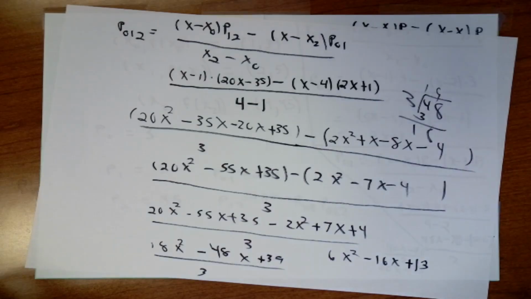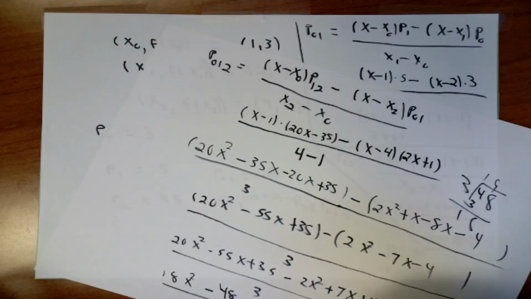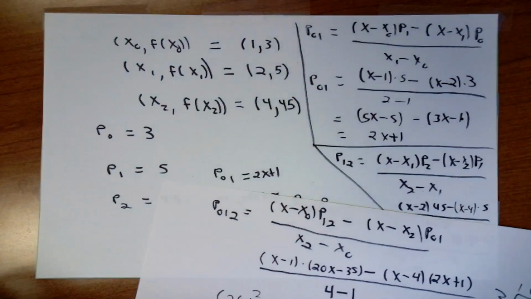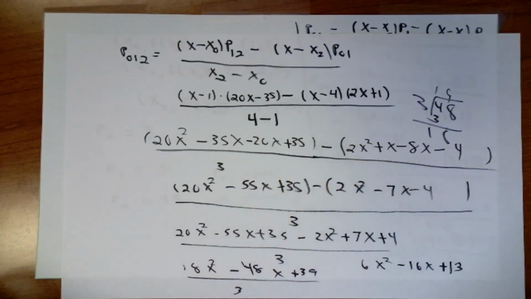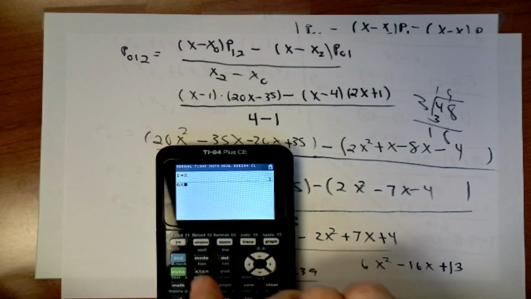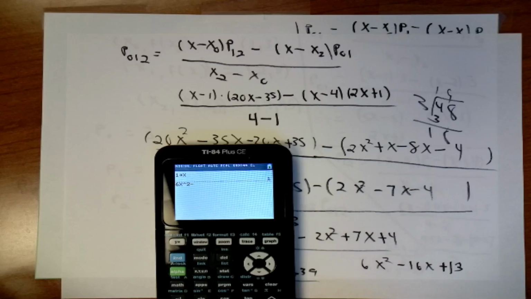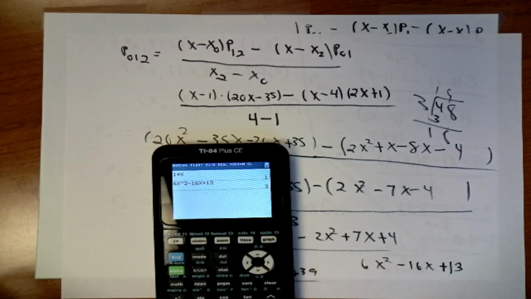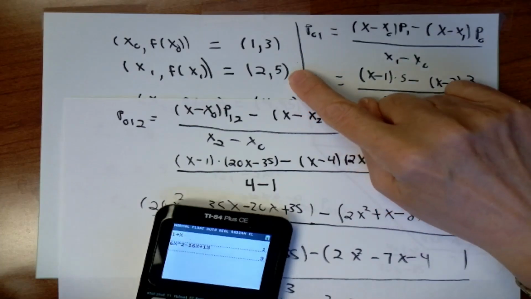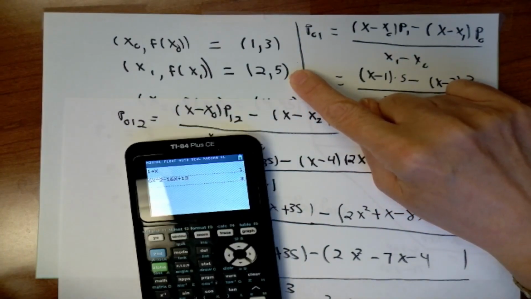Allegedly, this is the polynomial that's going to interpolate at all three of my x values, the x equal 1, x equal 2, and x equal 4 values. So let's see. I'll store 1 into the x variable, calculate 6x squared minus 16x plus 13, and get 3, as I should. When I put the 2 in, I'm supposed to get a 5.